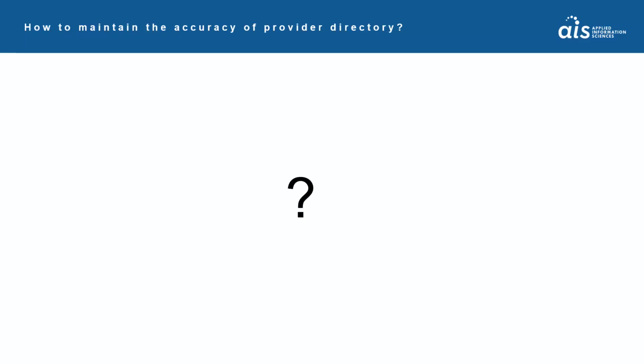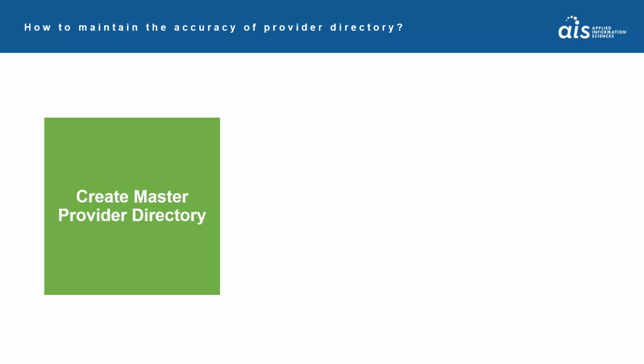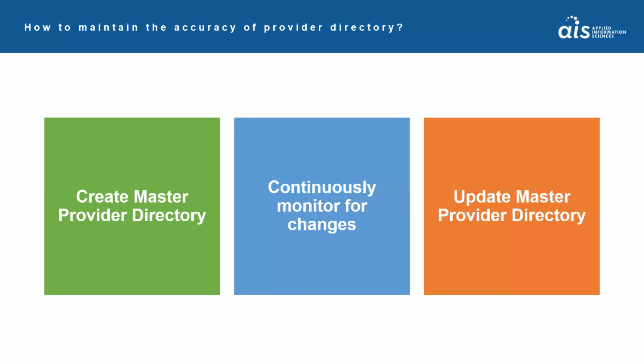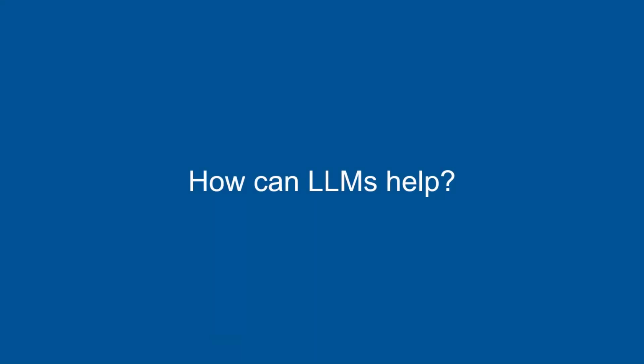So how can insurance companies maintain an accurate provider directory? Here are the 3 steps that these companies have to follow, and this can be an expensive process. They need to manage a master provider directory. They need to continuously monitor for changes and updates. And then based on those changes, they need to constantly update the master provider directory. As you can imagine, this can be an expensive operation to handle all of the updates from hundreds of providers. So let's now talk about how LLMs can help with this task, make it more cost-effective and less error-prone.